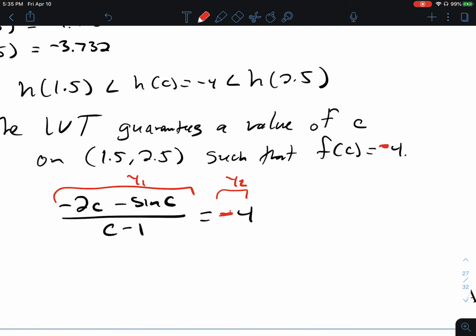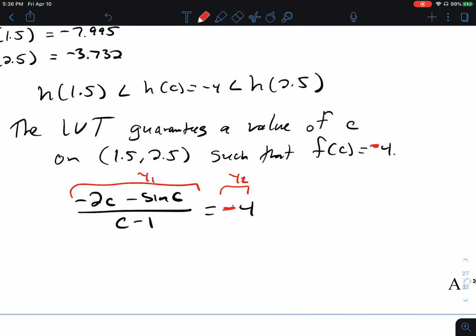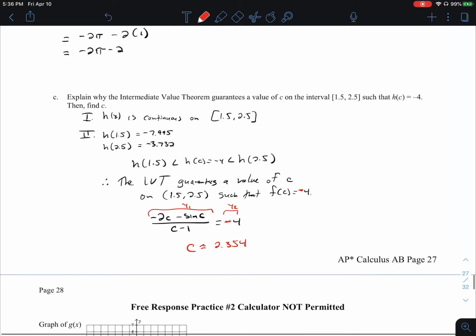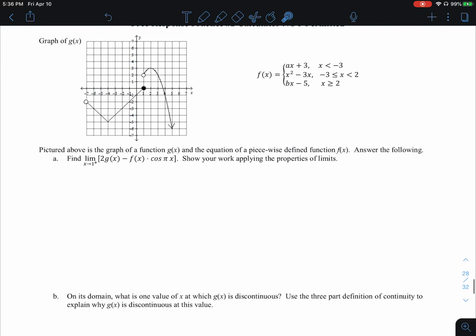Anyhow, put y1 at the left side, y2 on the right side, do second calculate intersect. If they intersect multiple times, we only care if they intersect between positive 1.5 and 2.5. And I found this to happen at 2.354. You could also add 4 to both sides here, and then from there, figure out where the zeros are. And if there's a 0 between 1.5 and 2.5, which there would be.